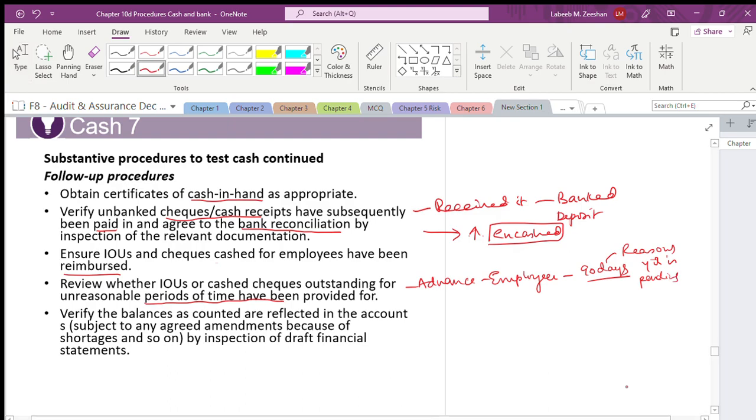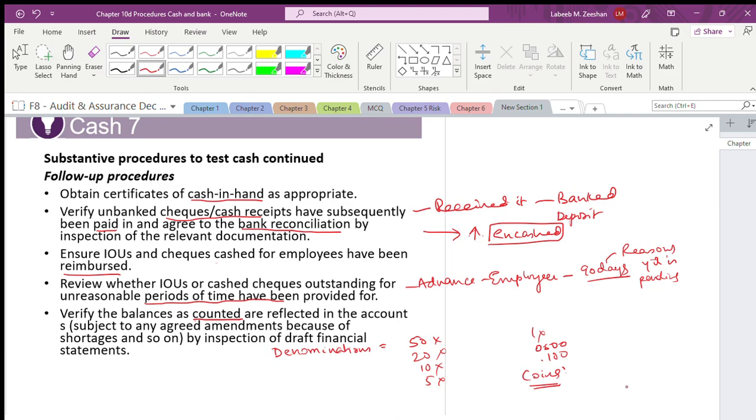Verify the balances as counted. How much do you have? That is the reason. When you are talking about these things, they will put the denominations also. You cannot imagine: 50 into how much, 20 into how much, 10 into how much, 5 into how much, 1 into how much, even 500 and 100, and they put coins also. This much precision they will follow for balances as counted, by inspection of the draft financial statement.